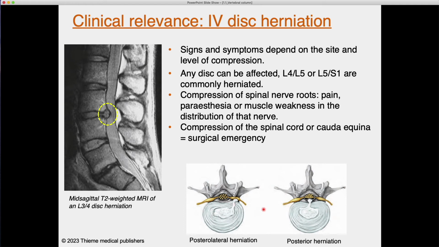Sometimes we can have a posterior herniation in which the nucleus pulposus herniates posteriorly. In that case, it may compress either the spinal cord itself or the cauda equina. That's a surgical emergency, and it needs to be treated quite rapidly because compression of the cord itself or the cauda equina might lead to paralysis below the level of compression and also issues in bladder and bowel control, and sexual dysfunction. Here we can see an MRI scan of a disc. In this case, it's the disc between L3 and L4, herniating and compressing.